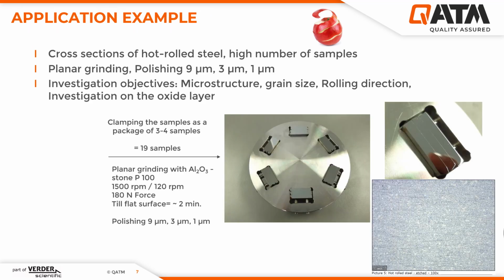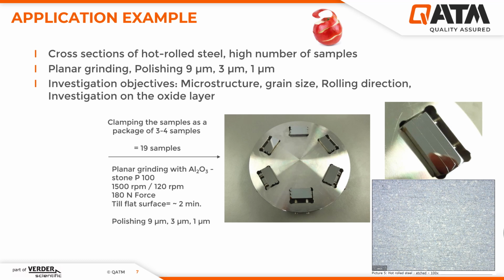Here we will show you an application example. The customer wants to prepare a high amount of hot rolled steel samples, and here the task is to prepare them to 1 micron. The aim of the investigation is to analyze the microstructure and determine the grain size as well as examine the oxide layer.